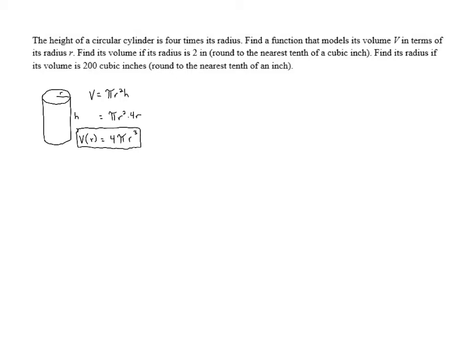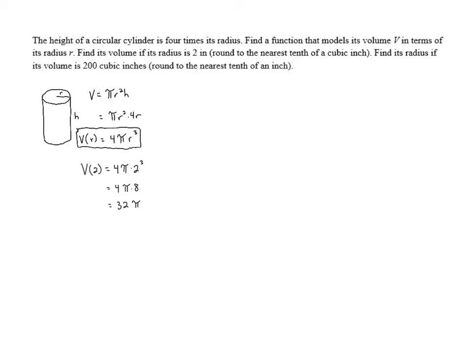Now we're asked to find its volume if its radius is 2 inches. Well, all that's asking us to do is substitute in 2 for r. So that's going to be 4 pi times 2 cubed. We know that 2 cubed is 8, 2 times 2 times 2, and 8 times 4 is 32, so we get 32 pi.